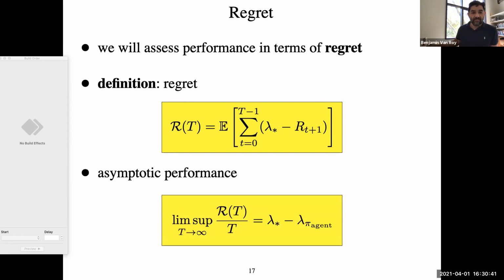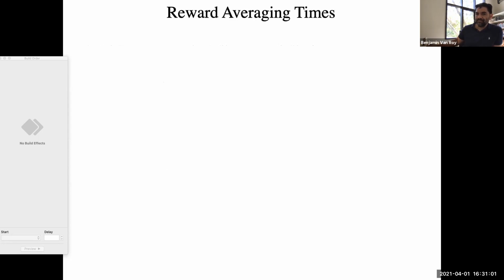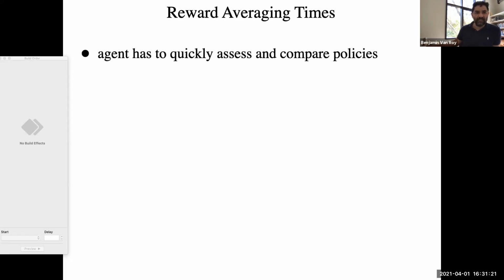All right, so one thing to note is if you take the limit of regret scaled by time, well, that's the difference in average reward between lambda star and lambda pi agent. Lambda pi agent is the average reward realized by the agent. All right, so to discuss our performance guarantees, there are a couple of statistics that we need to understand because they appear in the bounds. One is this notion of reward averaging time.